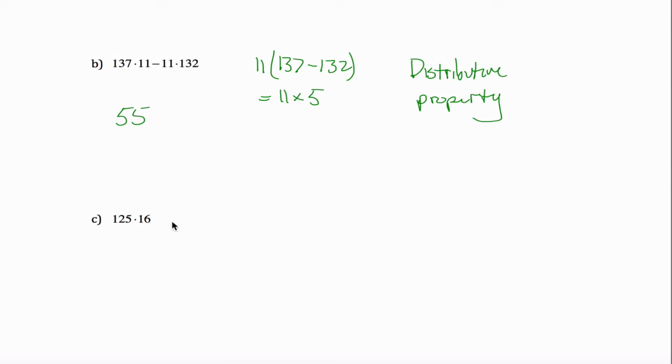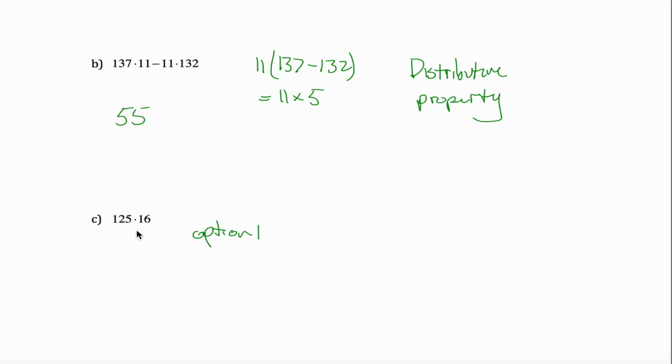On this last one, 125 times 16, a couple of different ways you can do it. One option would be to think about this as we kind of have this double it, half it idea. So this would be the same as 250 times 8. Maybe 250 times 8 is something you can do in your head. If not, maybe 25 times 8 is something you can do in your head, and then you can tack on a 0 at the end.